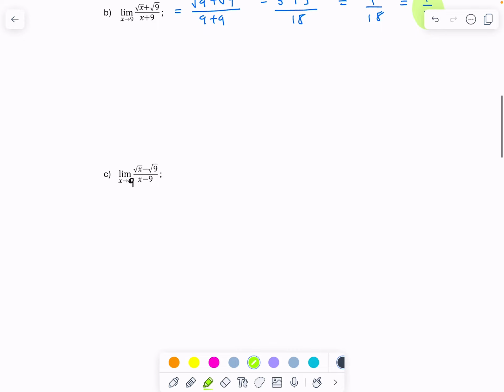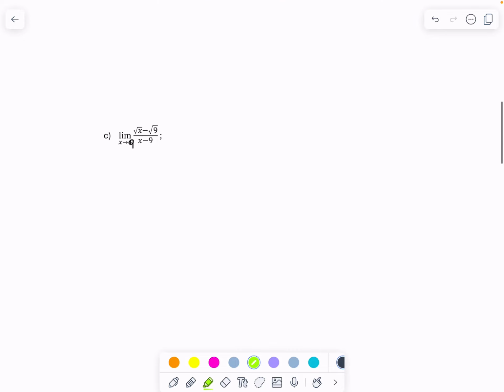Okay, let's look at C. We want to evaluate this limit. Let's plug in 9, because x is approaching 9, and see what we get. Clearly, if you plug in 9, you have square root of 9 minus square root of 9 divided by 9 minus 9. This is going to be 3 minus 3 over 0. This is 0 over 0. So you see that the denominator is 0. We call this indeterminate form.